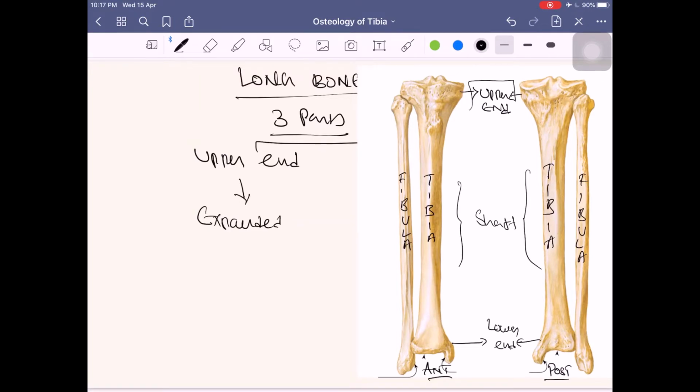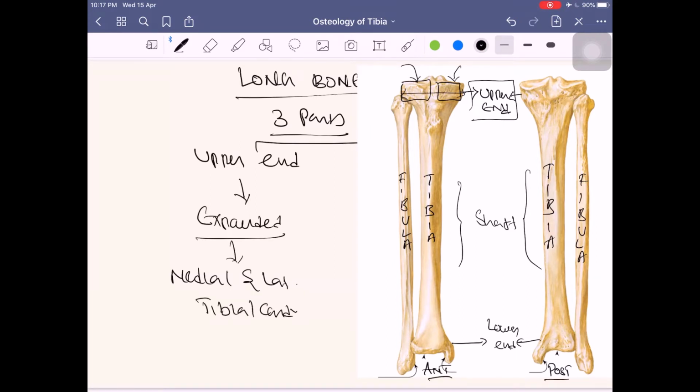Now we are seeing the upper end. The upper end is expanded. It is wide, and it is bearing the condyle. So on the top, if you see here, it bears the condyle. So this entire region, this part and this part, they are called tibial condyle. So it is expanded, and it bears prominent medial and lateral tibial condyle. So it has got medial condyle, lateral condyle. So two condyles are there.